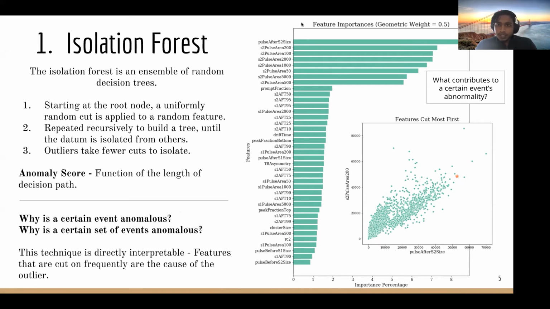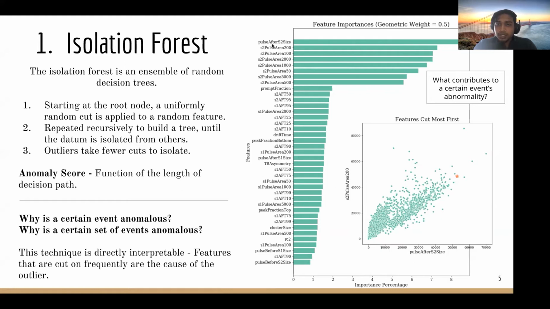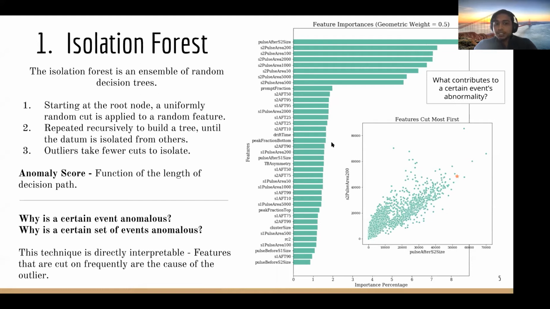So like I said, this is an example. You can see that the feature that's considered most important in this case is the size of the pulse after the S2. And the second most important is the S2 pulse area at 200 nanoseconds, for example. And you can plot these two variables. And here is our anomalous data point that corresponds to this point. Likewise, this is just for one data point. You can ask the same question for a set of data points and get similar answers.